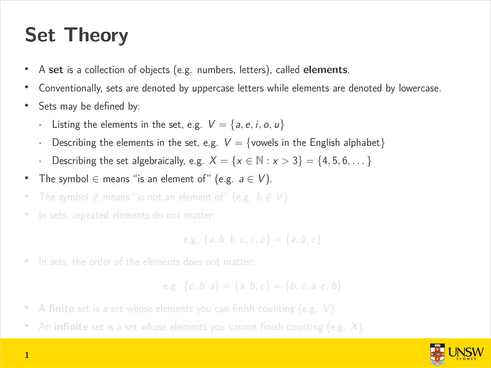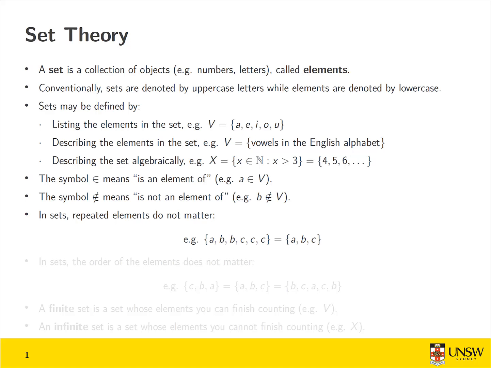For example, we can state in symbols that A is an element of V. Similarly, drawing a line through this symbol represents the phrase "is not an element of." For example, we can say that B is not an element of V. The elements of a set are regarded collectively as a general group of objects. In particular, no element can be represented more than once.